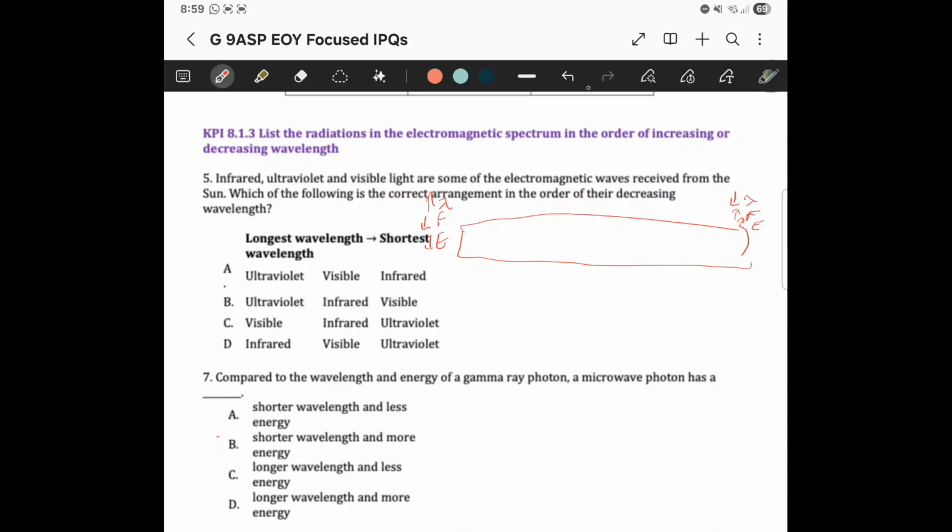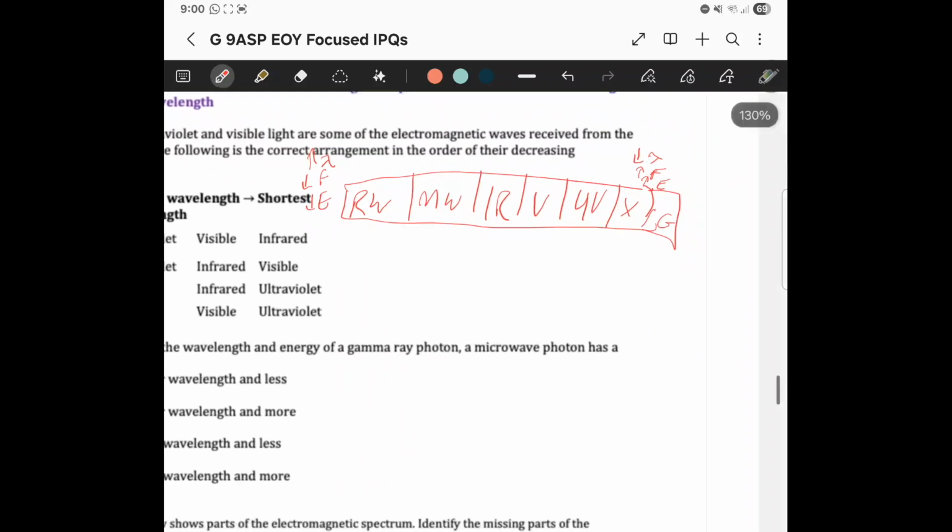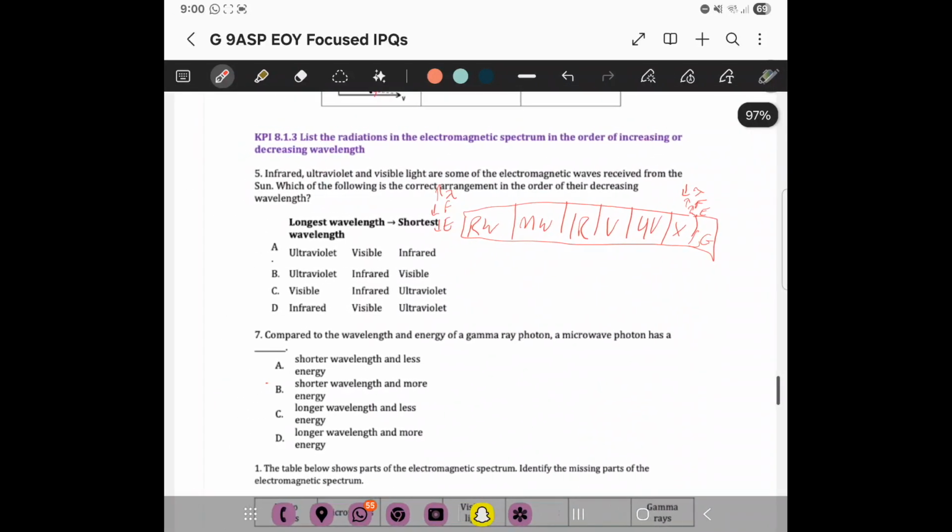Starting from the first one, we call them radio waves, then microwaves, infrared radiation, visible light, ultraviolet, X-rays, and then gamma rays. That's kind of how the song goes, and it helps me remember. So, longest wavelength to shortest wavelength.